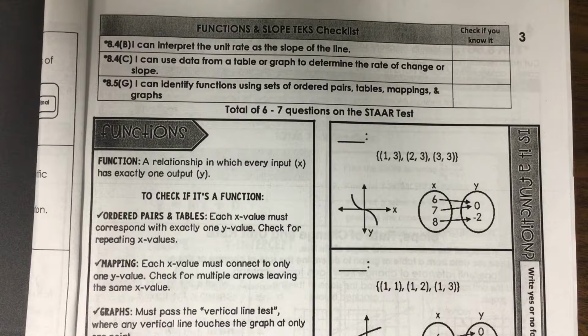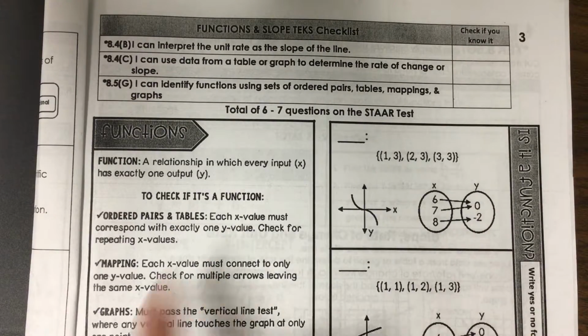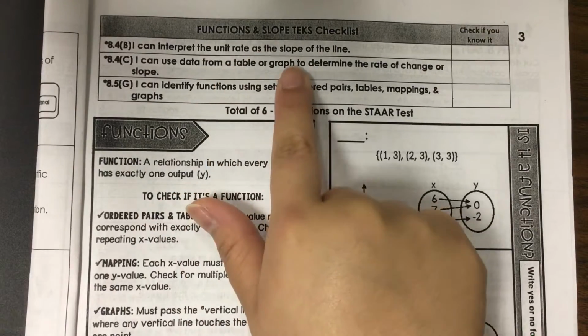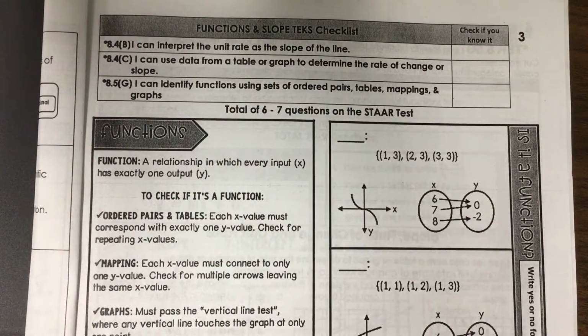Okay, so today we're going to be reviewing functions and slope. We're going to be focusing on 3T because this was basically our second test. 8.4b, I can interpret unit rate as the slope of a line. So whenever it asks for the rate of change or the unit rate, we know it's just asking for the slope. 8.4c, I can use data from a table or graph to determine the rate of change or slope. 8.5g, I can identify functions using sets of ordered pairs, tables, mappings, and graphs.